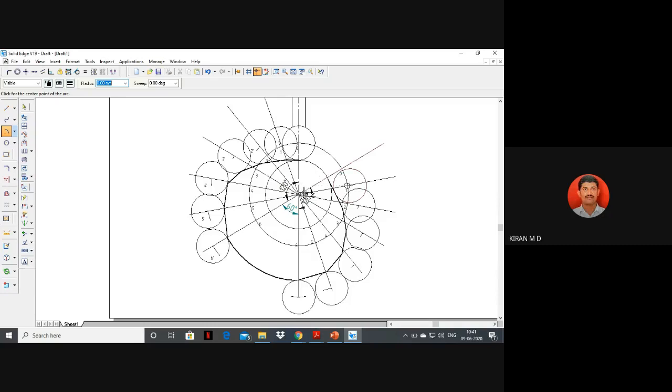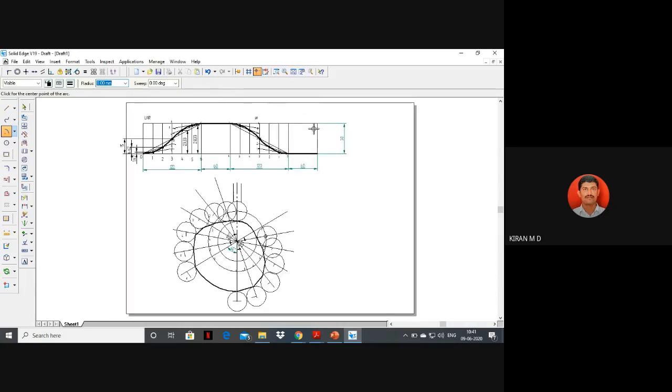Okay? So then here also. This is the cam profile that you are going to get for the roller follower. Is it clear?